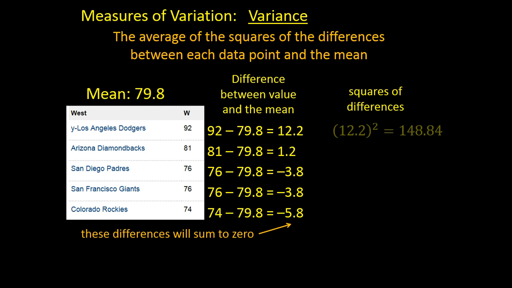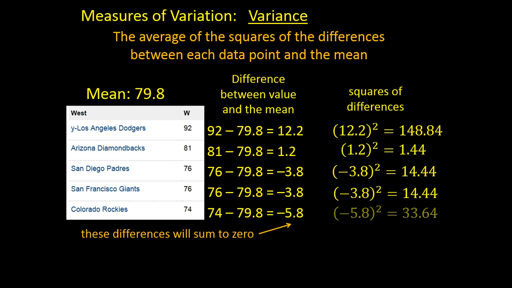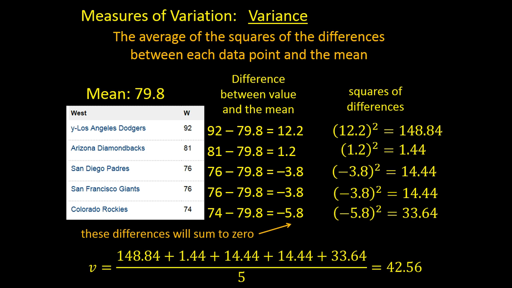If we square all of those numbers, square all those differences, and then find the average, the mean of all those differences, we get a variance of 42.56 for this set of data.